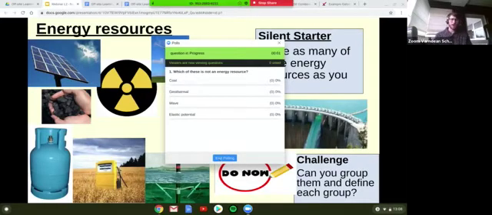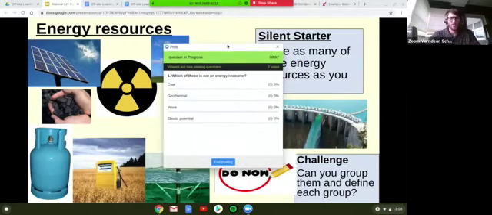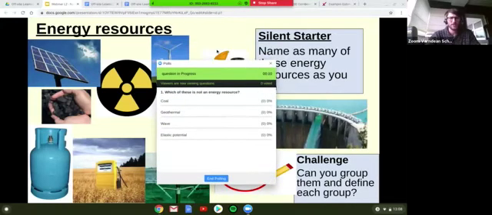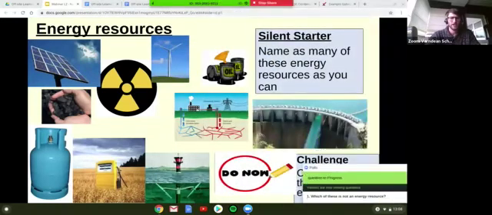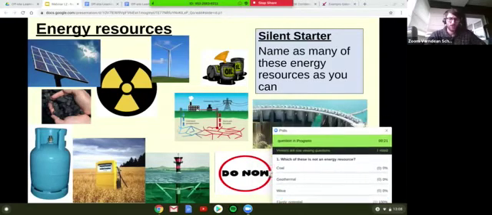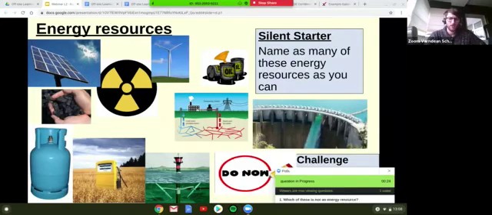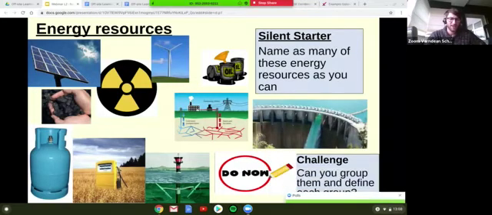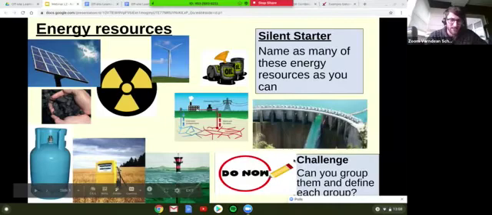I would like you all, if you have access to a computer and you can see this poll arrive on your screen right now, to have a quick go and answer which of these you think is the correct answer. I'll just read the question for you because it makes more sense. Which of these is not an energy resource? Coal, geothermal, wave, or elastic potential? And I'm hiding the poll this week because I noticed last week that you could see what the most common answers might be.